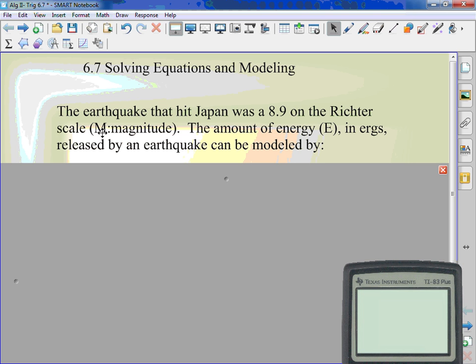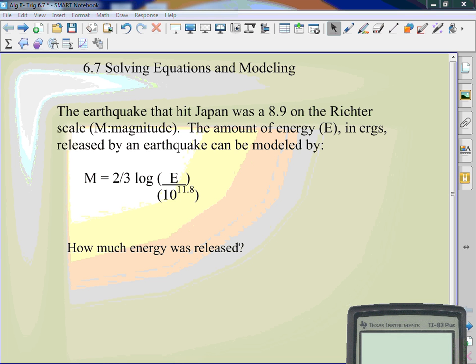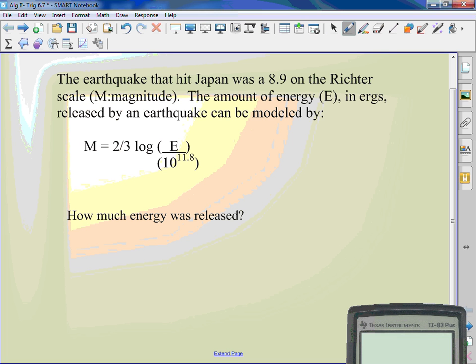M stands for magnitude. The amount of energy, E, in ergs released by an earthquake can be modeled as M equals 2/3 log of E divided by 10 to the 11.8. The magnitude of the earthquake was 8.9. So I have 8.9 equals 2/3 log of E over 10 to the 11.8.